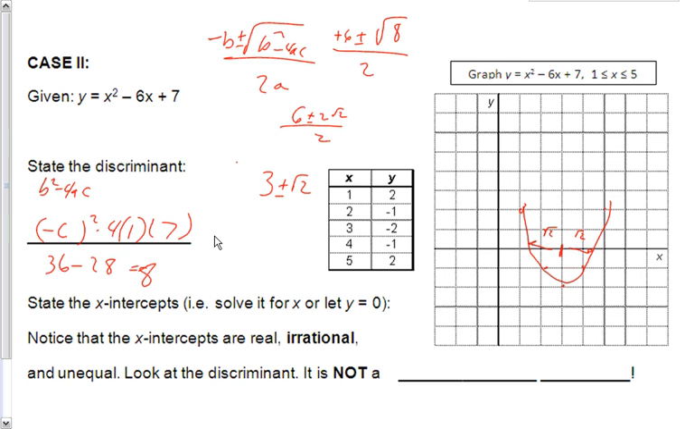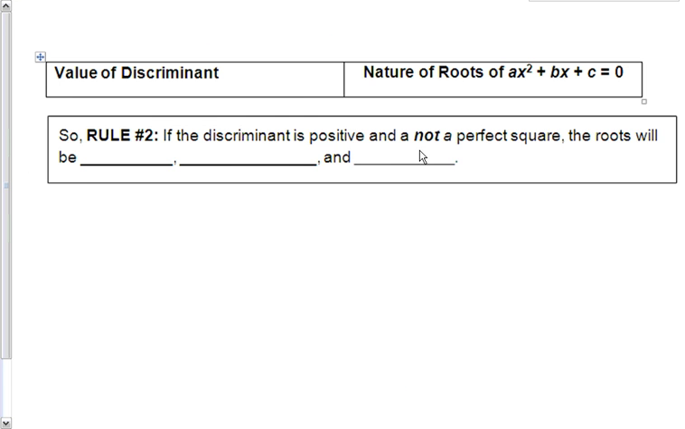Notice the discriminant this time is positive, but it's not a perfect square. And if it's not a perfect square, we're going to get something that's a little nastier. It's still going to give us 2 answers, so they're going to be unequal, because of the plus and the minus. We're going to have not nice numbers because the radical is still in it, so it's going to be irrational, so it's not rational anymore, but they are still real numbers. Okay. So case 2, if the discriminant is positive and not a perfect square, it'll be real, irrational, and unequal. Again, 2 roots.